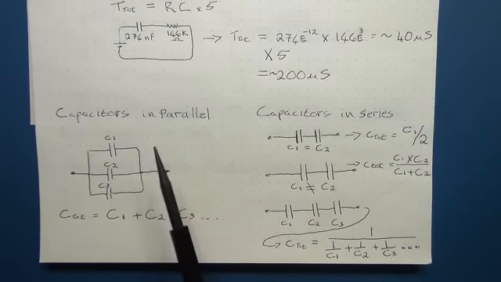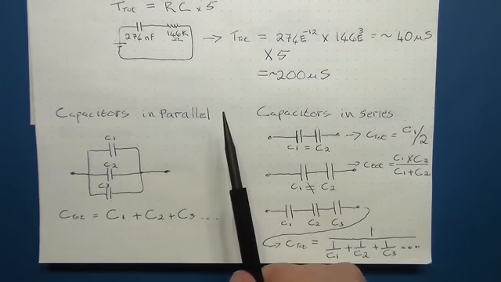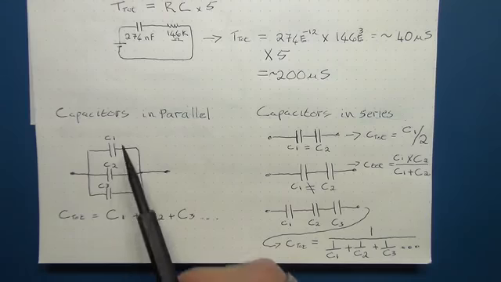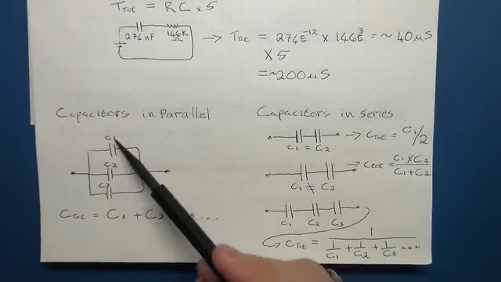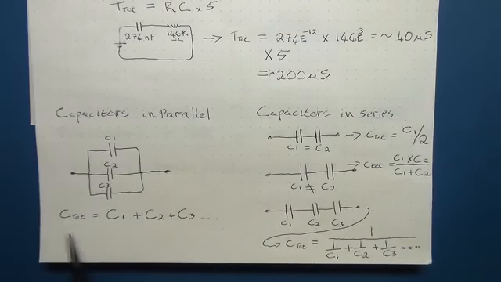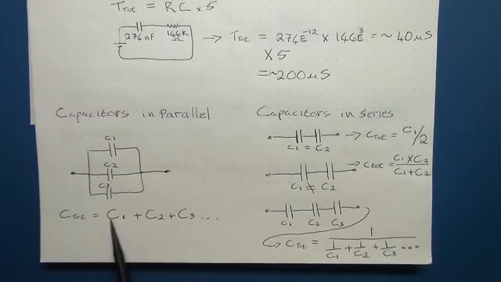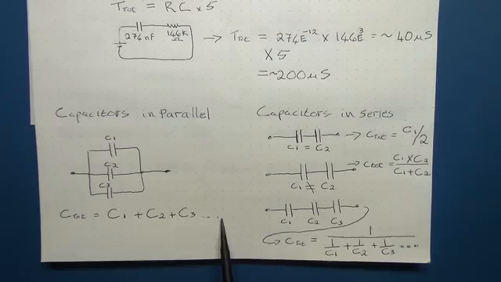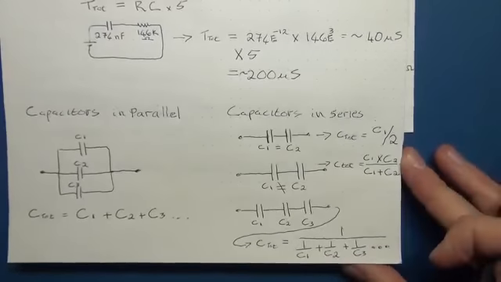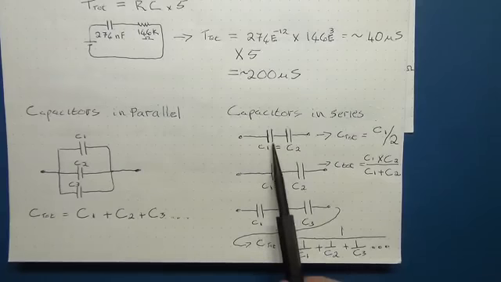So it is the inverse of resistance. So obviously resistors in series add up, but for capacitors, if you have them in parallel, they add up. So in this case, you can see we've got C1, C2, C3 in parallel. C total, as in the capacitance value total, is C1 plus C2 plus C3, or more if you obviously have them.